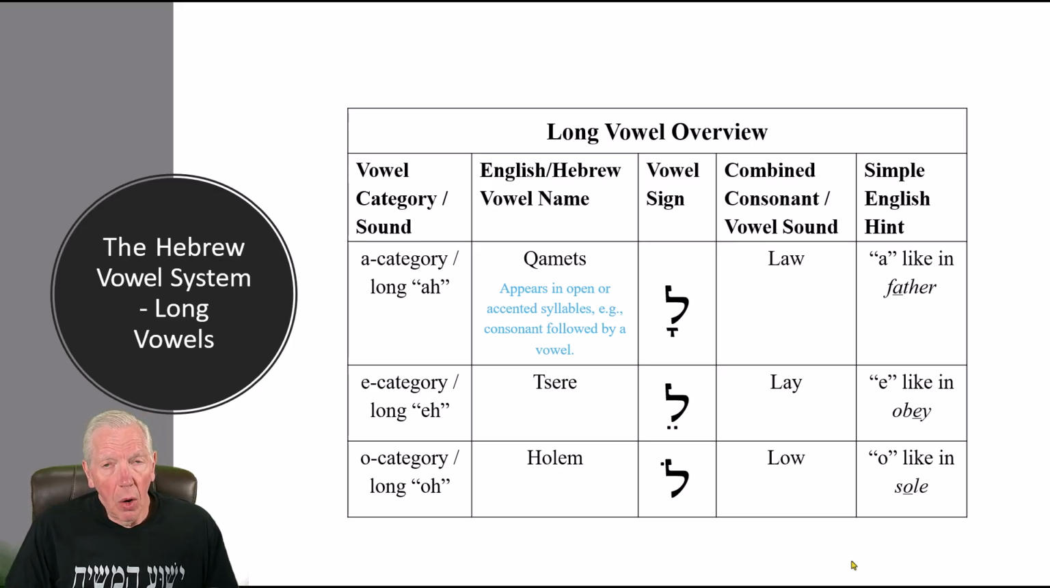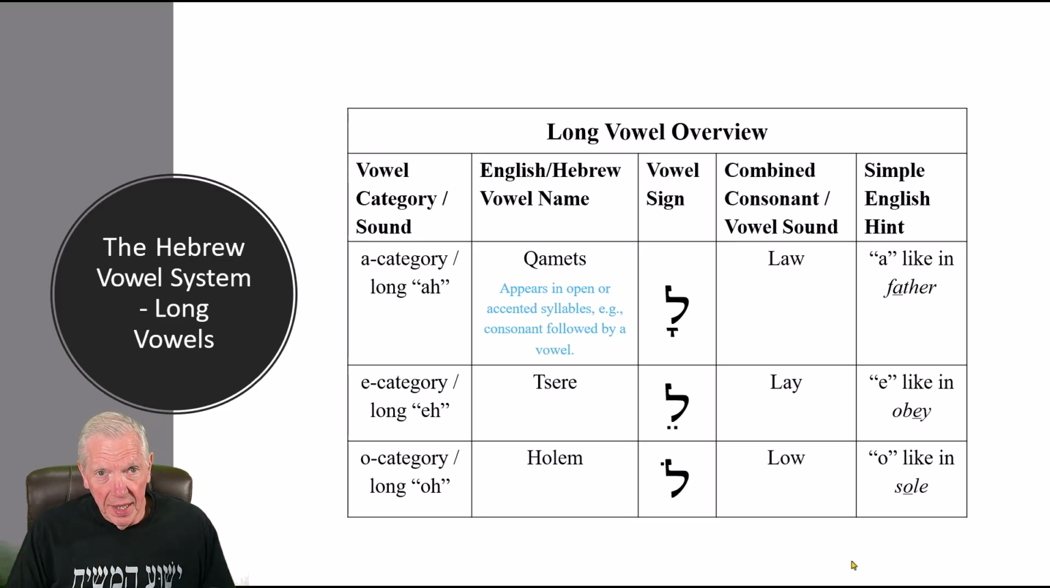And then we have a holem, and that gives you that O sound like in soul. So we would say low. And the way to remember these, because you're going to see dots showing up in other places on the consonant: if the dot is at the top of the consonant, we're looking at a holem.